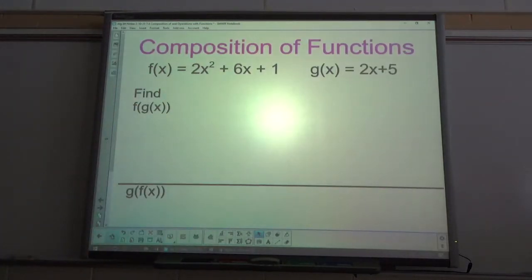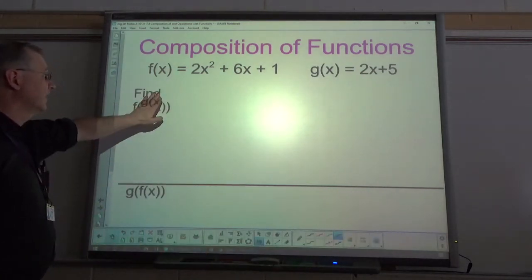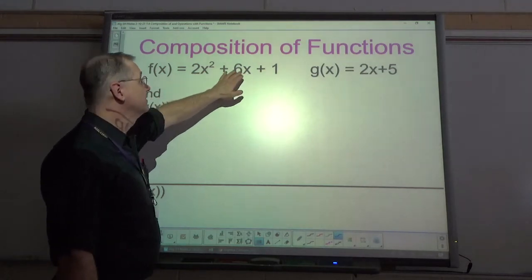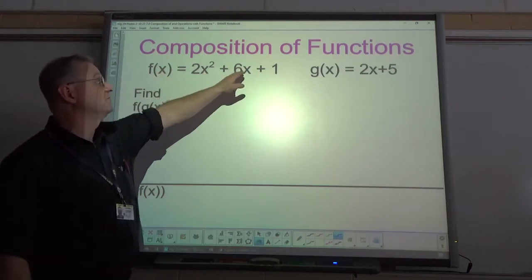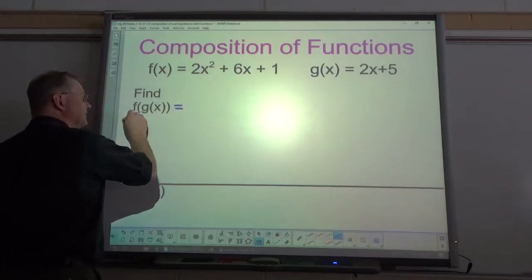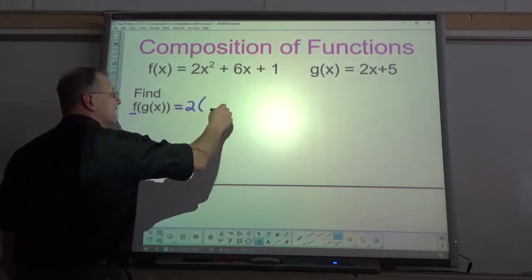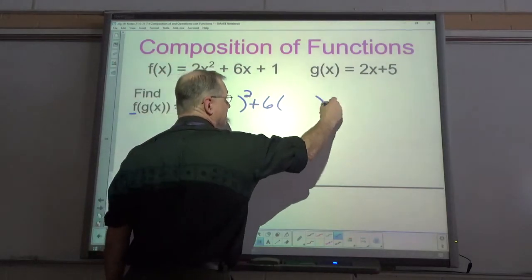Composition of functions. This is where we are taking the function of a function. Now, normally, when I write out f of x, I put an x in these spots. Now, if I were saying f of 5, I'd replace the x with a 5 anywhere there's an x in the problem. So in this case, f is the outside function, so that's the one I'm going to write out. 2 times what x is squared, plus 6 times what x is, plus 1.